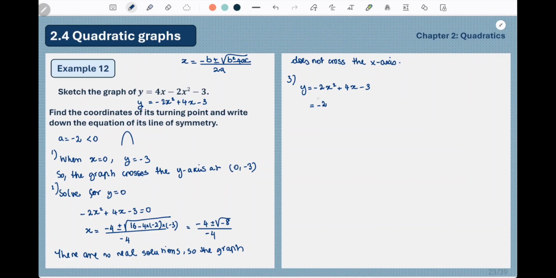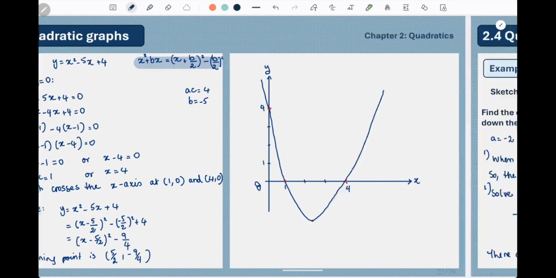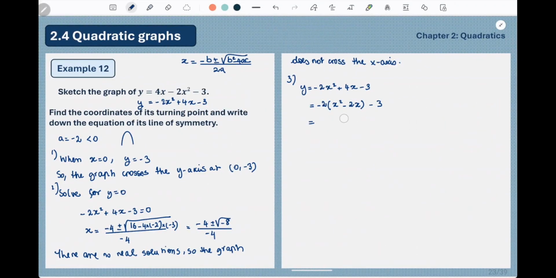So here, first of all, we're going to factorize by minus 2 in between these two terms because I'm only focusing here. So it's going to be x squared minus 2x, and then minus 3. Checking if everything's correct. Yes. The reason is that this is the form I have the formula for, which is this one over here. That's why I'm turning it like this.